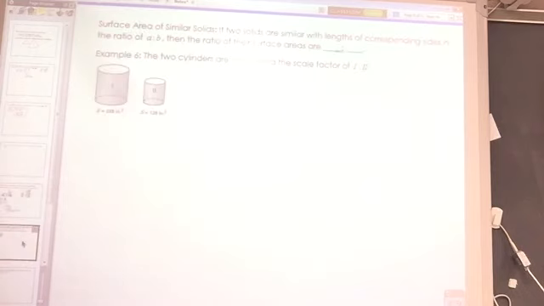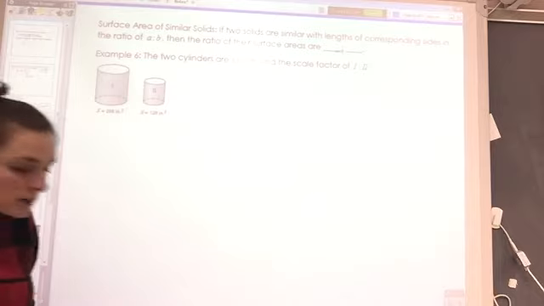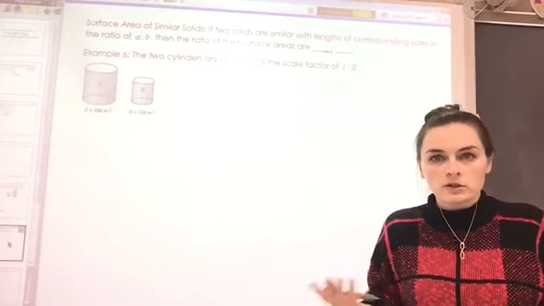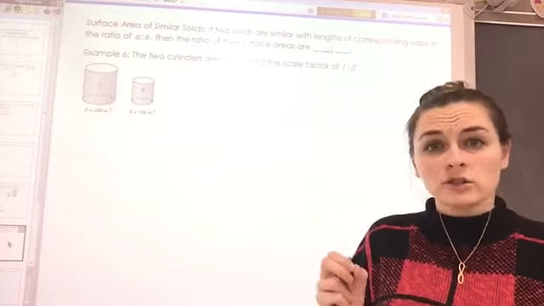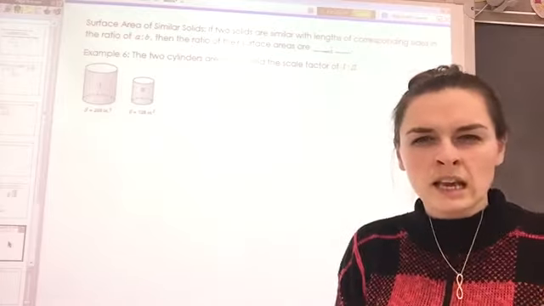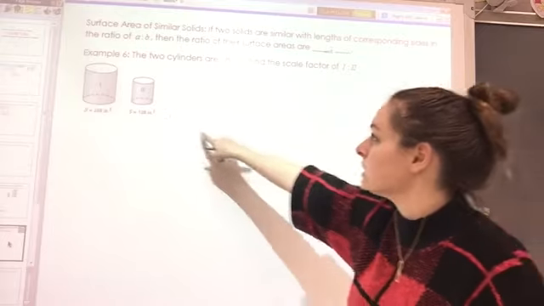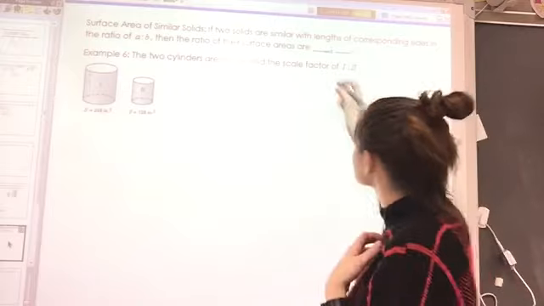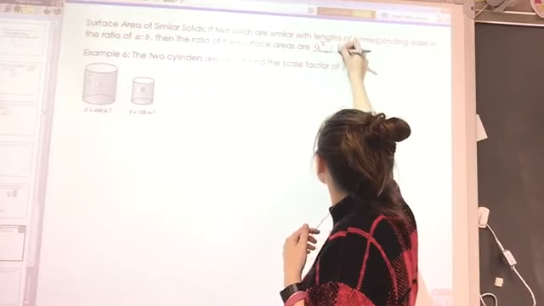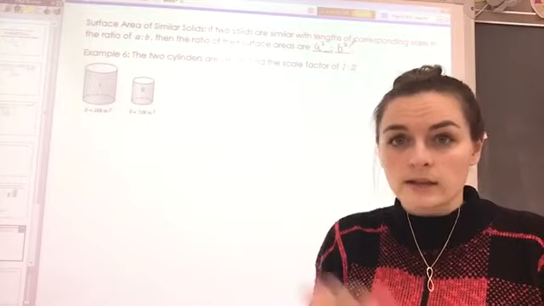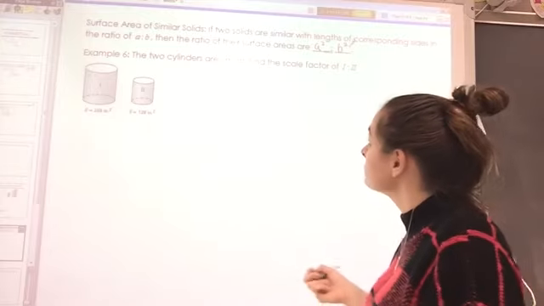Let's move on to surface area. So we talked about before, if we had two similar figures, so if we had two triangles or something like that, we could actually find the ratio of their areas. Well, we can actually do the same thing when we have 3D figures and we want to find the surface area ratio. And that is actually going to be the same thing as what we were talking about before. We're just going to square those sides, or that scale factor, whatever we found.